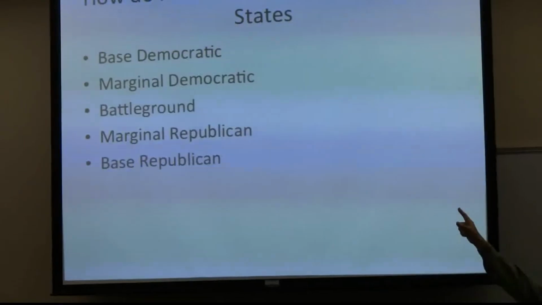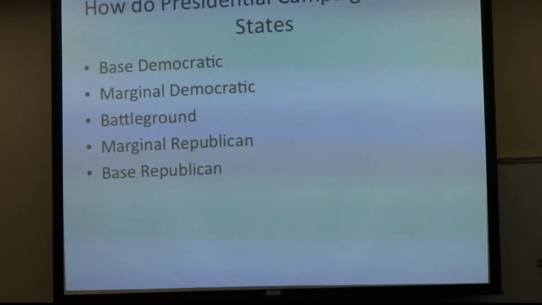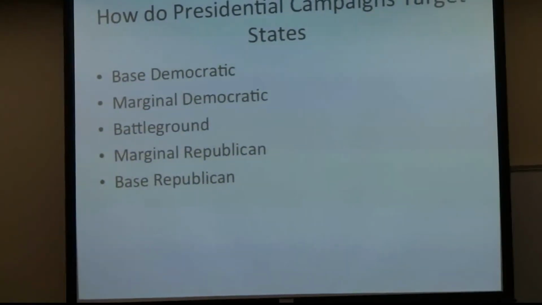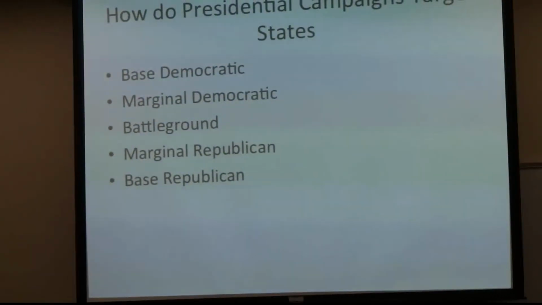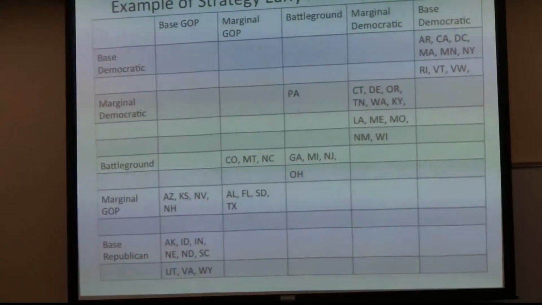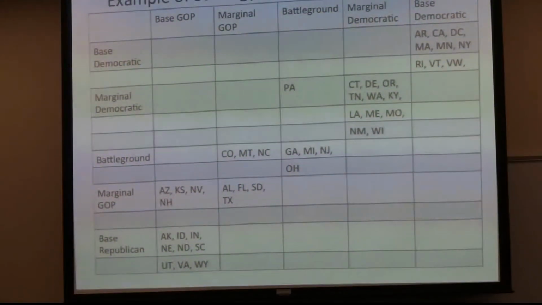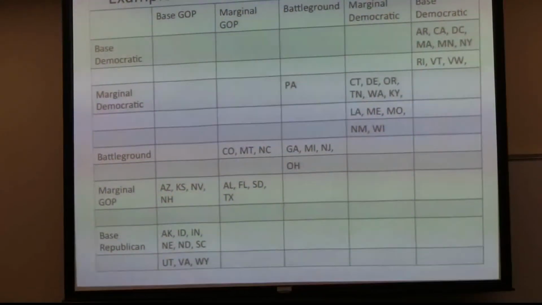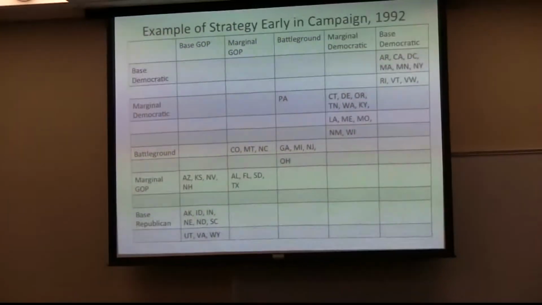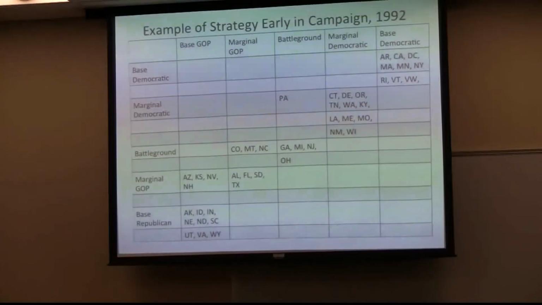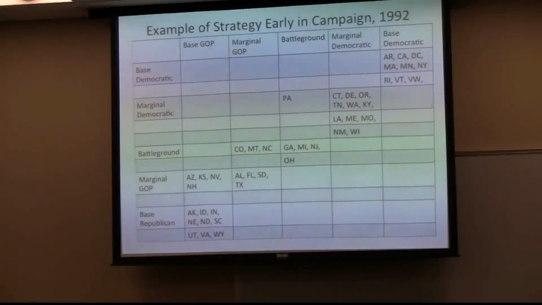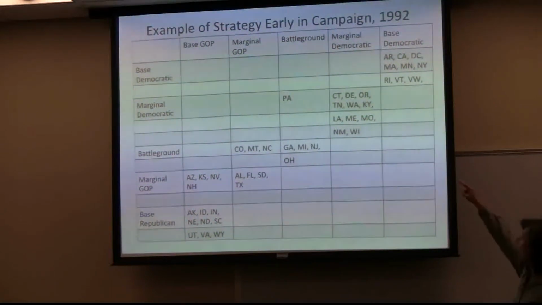Base Republican and base Democratic states basically get no attention. They know they're going to win those states. They don't put any resources into those states. No money goes into those states. So this is an example, prior to the election in 1992, of the Republican and Democratic parties' assessment of their own campaign targets and what states were in what category. So the top row is the GOP and the column is the Democrats.